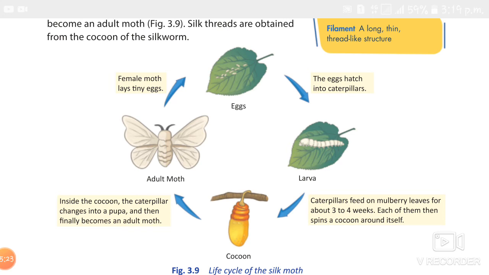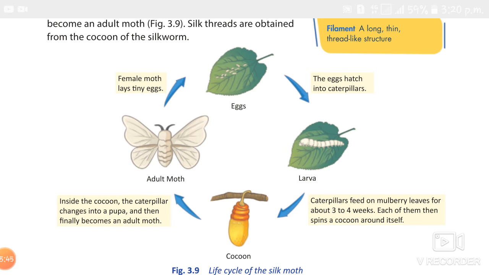Forming a structure called the cocoon, that you can see in the third picture. The silkworm takes 3 to 7 days to prepare the cocoon. How many days? 3 to 7 days.